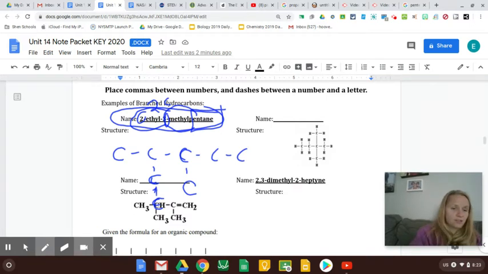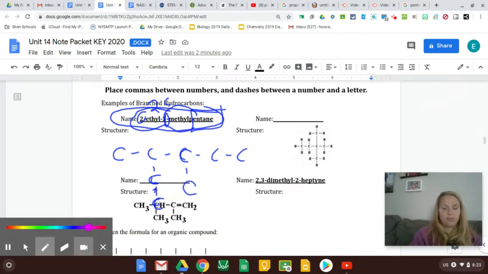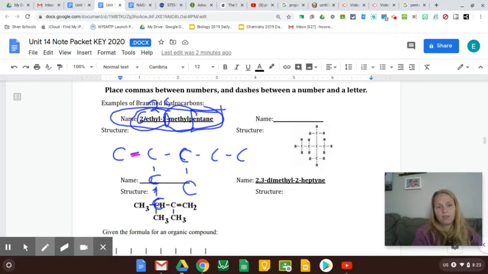I should go through and fill in with H's so that every C has 4 total bonds. Right now, this C just has 1, so I'd give it 1, 2, 3 H's. And remember, I don't have to write the H's. I can just write lines. This C has 1, 2, 3, so I'll give it a 4th. This C has 1, 2, 3, so I'll give it a 4th.